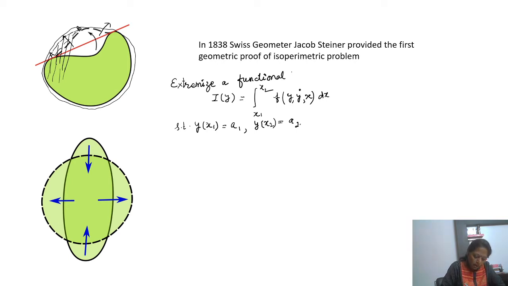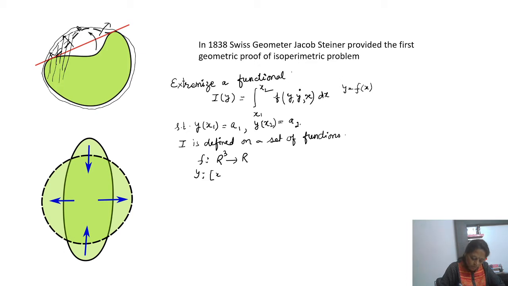To extremize this functional, here I is defined on a set of functions. Here y is equal to f(x), where f is defined from R cube to R, and y is defined from x1 to x2 to R, right? Now to extremize this functional, Euler provided a condition which was known as the Euler-Lagrange equation.